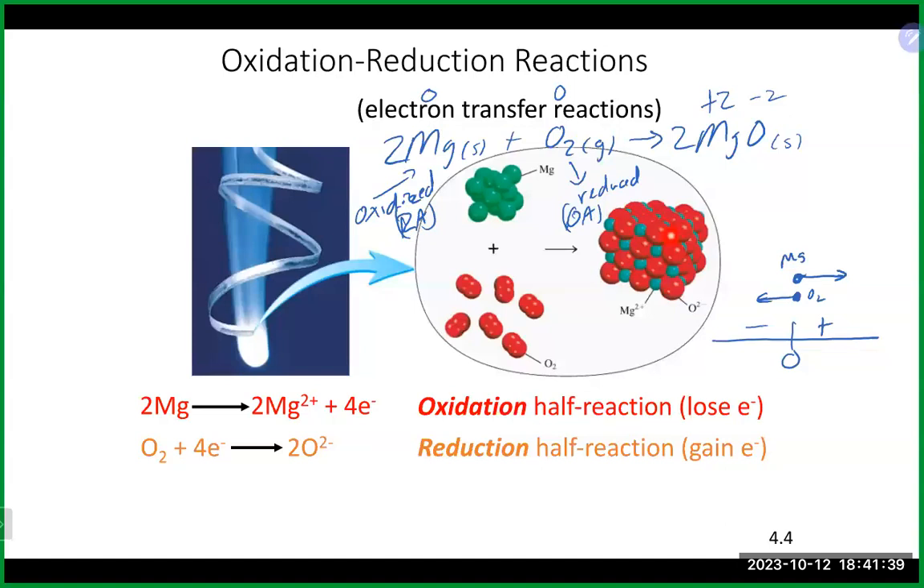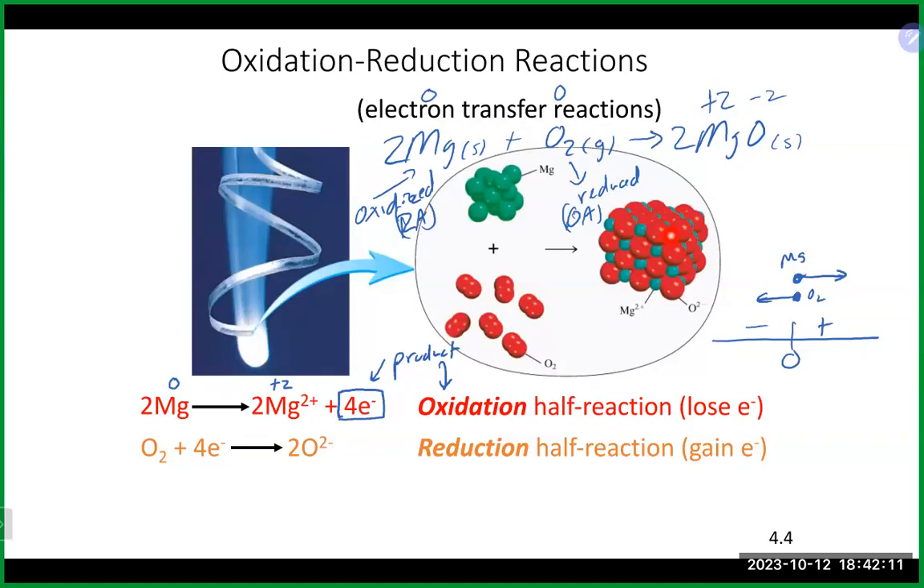And if we look at this, magnesium is basically going from 0 to +2. So it is losing electrons. And this is what is referred to as the oxidation half reaction. And we know it's the oxidation half reaction because the electrons are always on the product side when it is the oxidation half reaction. It's basically saying that magnesium is giving away these electrons, and that's why they're on the product side. By the way, there are 4 electrons here.